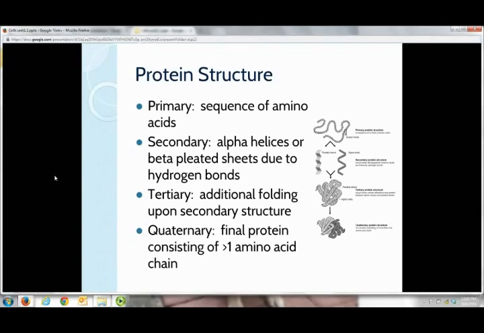The tertiary structure is some additional folding that you're going to have upon the secondary structure. So you will still have the alpha helices or beta pleated sheets, but they do some additional folds. The final structure is the quaternary structure, which is your final protein. This may consist of more than one amino acid chain coming together. And in the graphic to the right, you can see that there is a light gray and a dark gray portion representing 2 different amino acid chains that have come together to make your final structure.